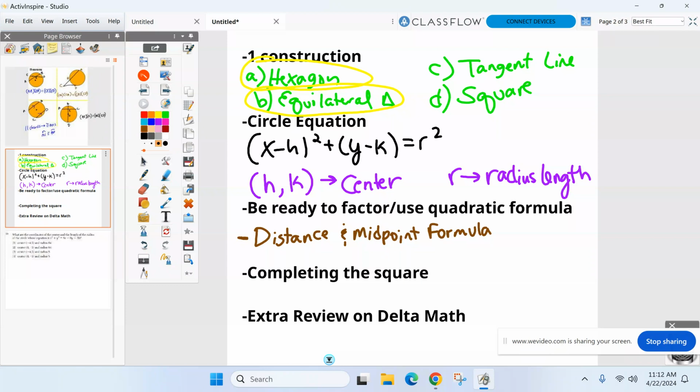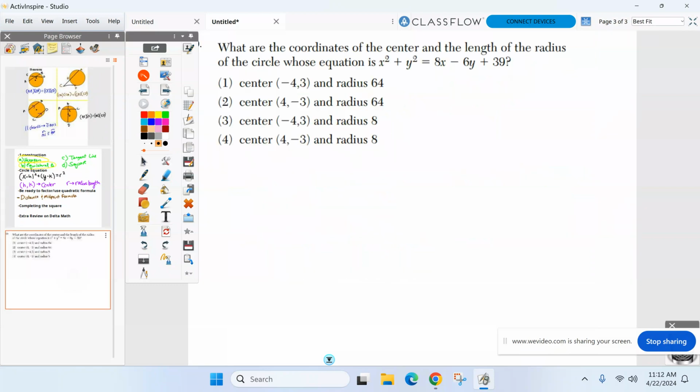Anything you want to ask before I do a completing the square problem? Back to your packet then. Number 10. Let's do a little completing the square before I let you guys choose your own adventure.